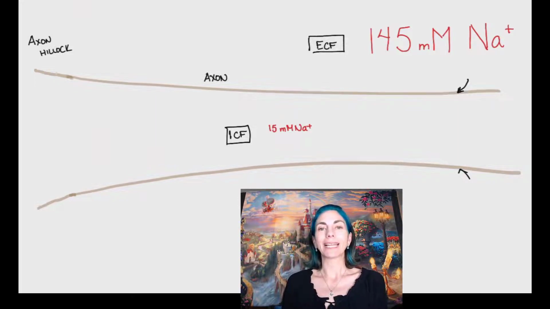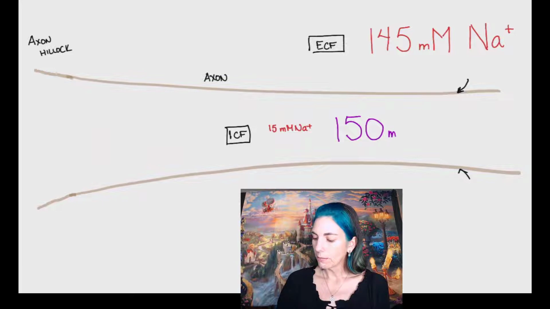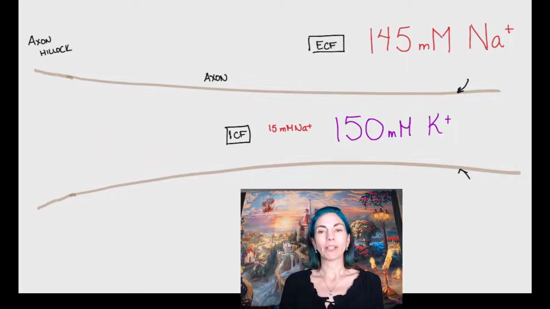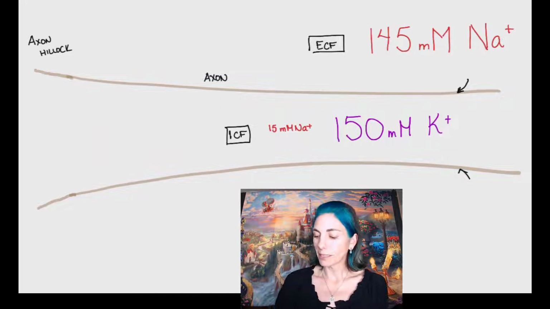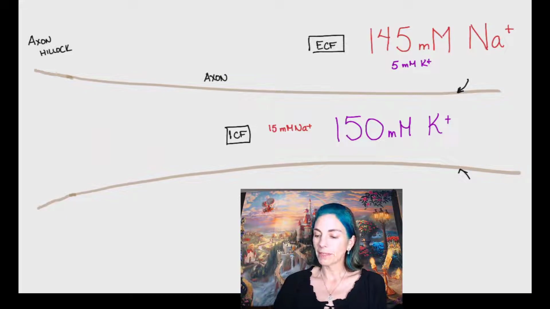So we would expect that the intracellular fluid has a lot more potassium than the extracellular fluid. And in fact, the intracellular fluid tends to have around 150 millimolars of potassium, where the extracellular fluid has closer to 5, so really small. Now there are two other ions of significance, one of which is chloride.